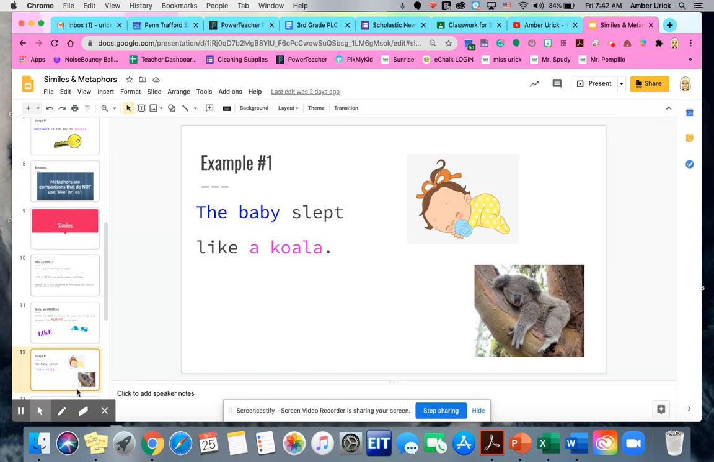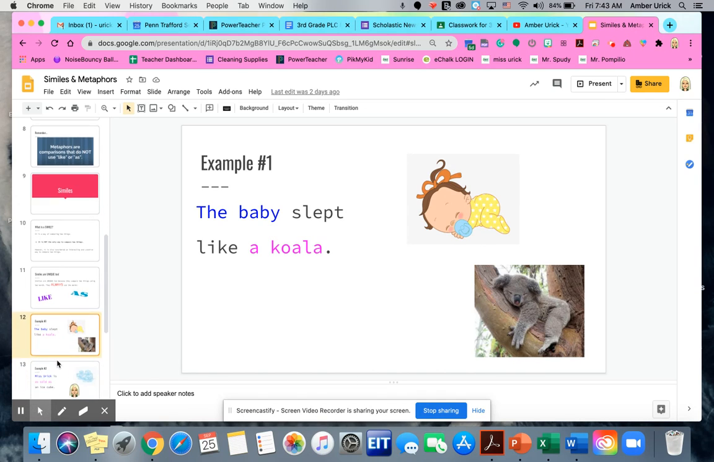All right, examples. The baby slept like a koala. So look at my baby here and look at the koala. They look pretty similar. But the only difference here is, do you see the word like? Much different than the metaphors here. So how am I comparing? The baby slept like a koala. She slept just like him. So do you see I'm comparing just like I did in the metaphors? The only difference is I was allowed to use the word like.